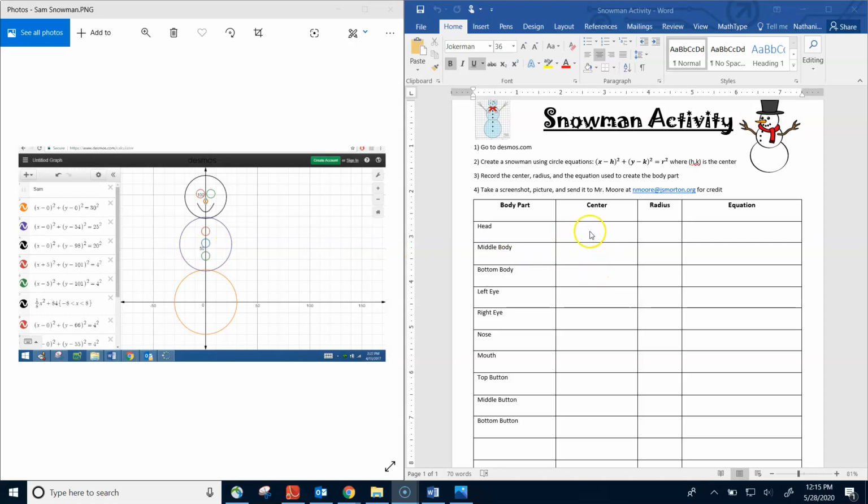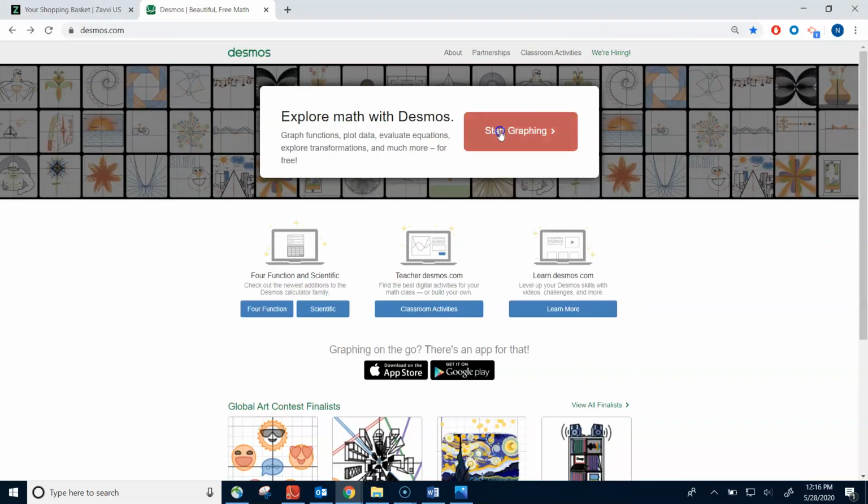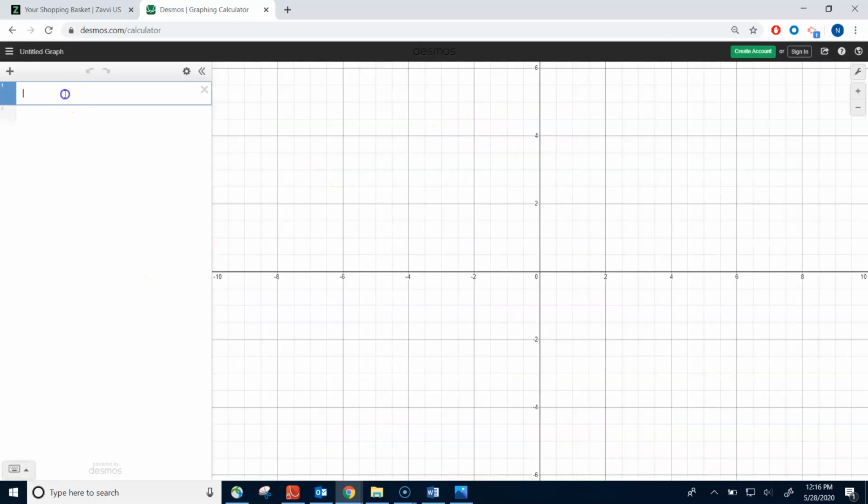Now, what you're going to be doing is making your center, your radius, and then using your equation. So what we're going to do is go to desmos.com. We're going to hit Start Graphing. One thing you're going to need to do is plug in the normal circle equation, which is (x minus h) squared plus (y minus k) squared equals radius squared. You can copy and paste this and keep putting it into each of these boxes, so that way you can use it again and again.